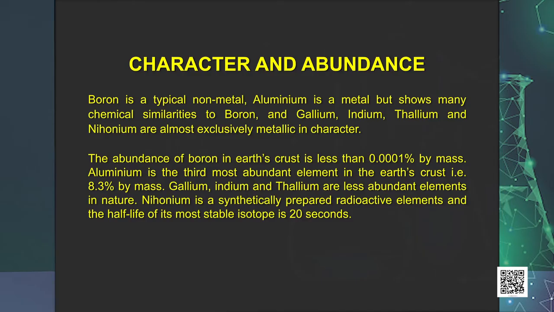The abundance of boron in Earth's crust is less than 0.0001% by mass. Aluminium is the third most abundant element in the Earth's crust, that is 8.3% by mass. Gallium, indium and thallium are less abundant elements in nature. Nihonium is a synthetically prepared radioactive element and the half-life of its most stable isotope is 20 seconds.